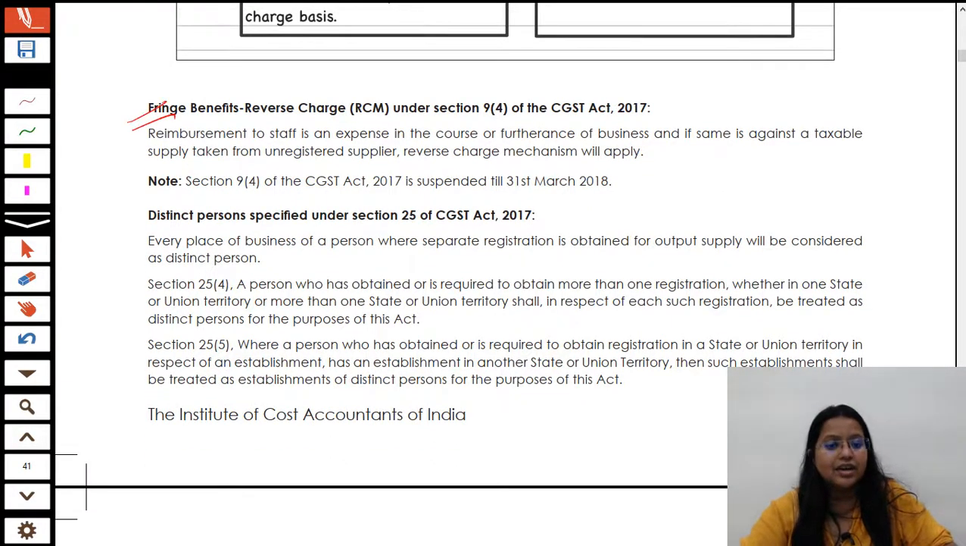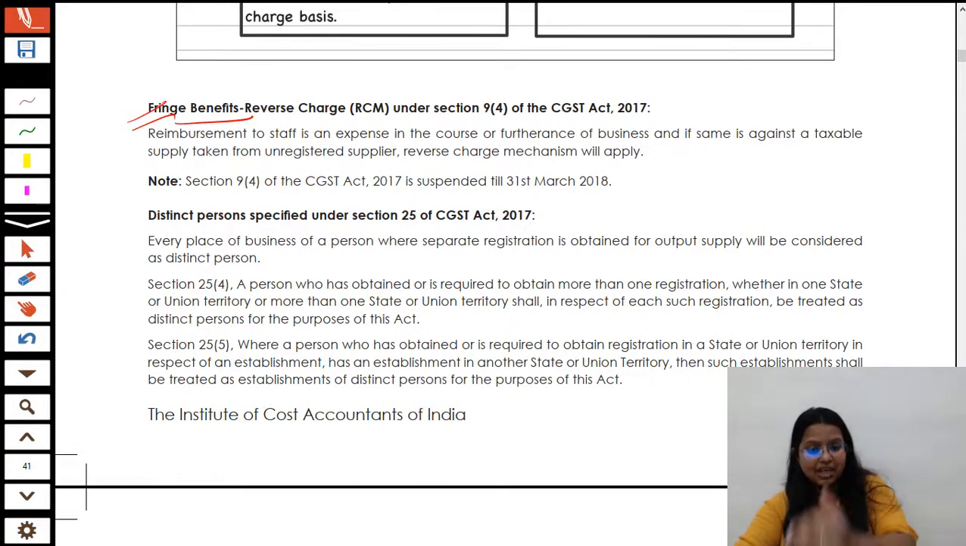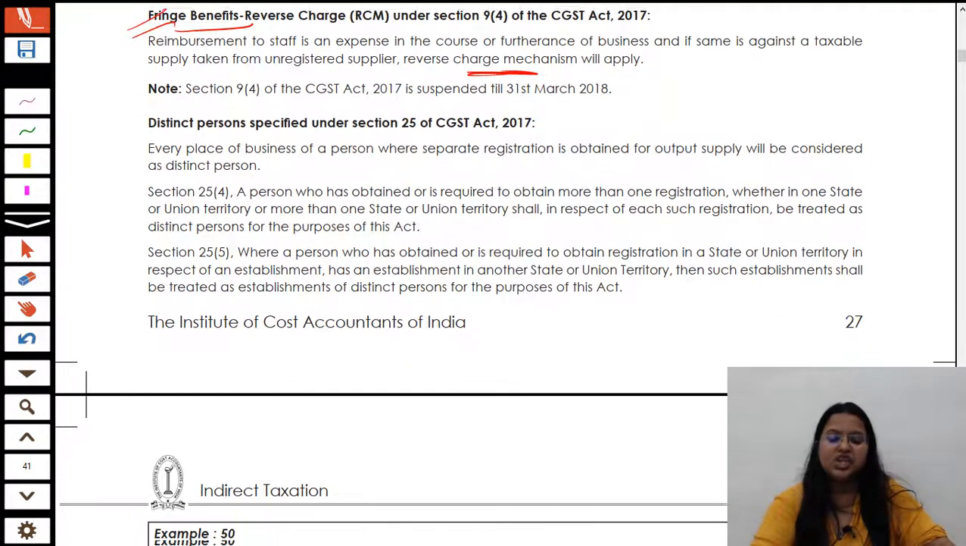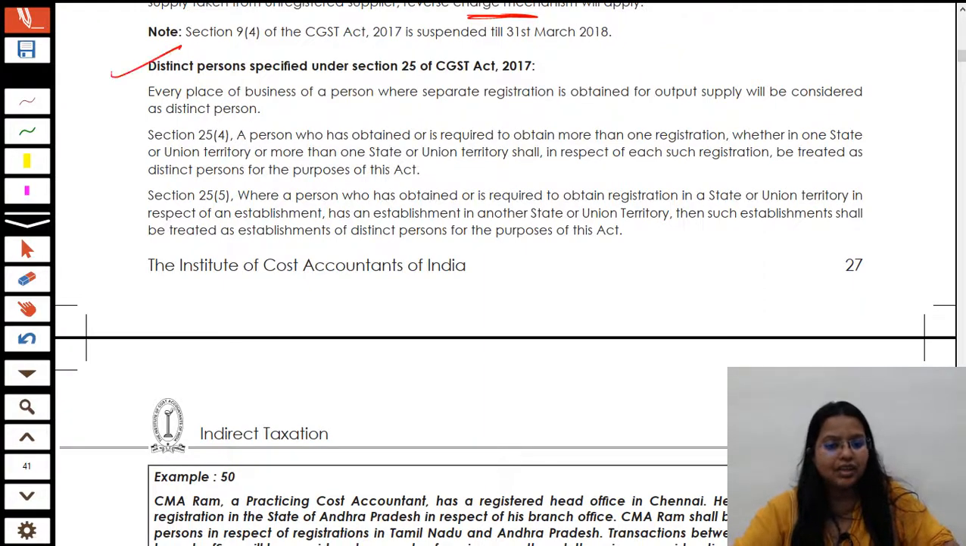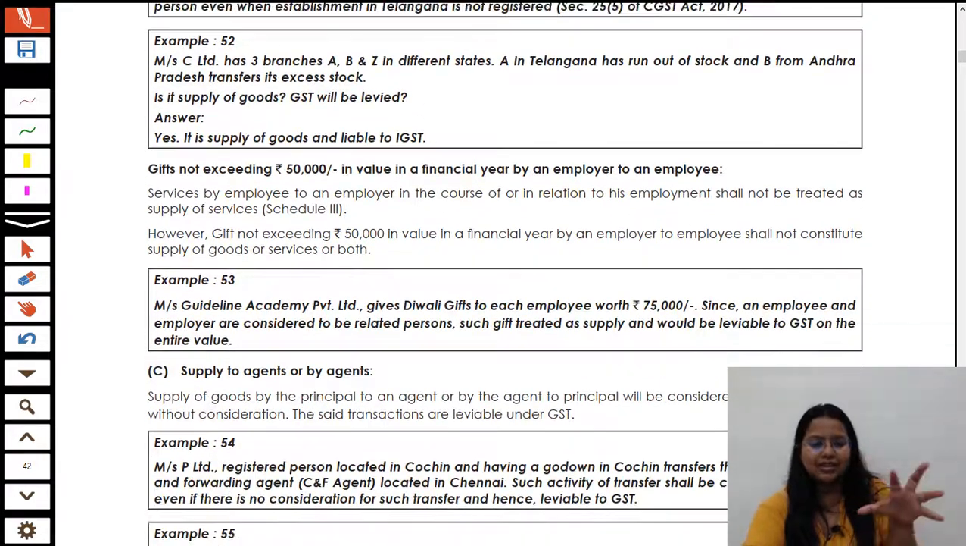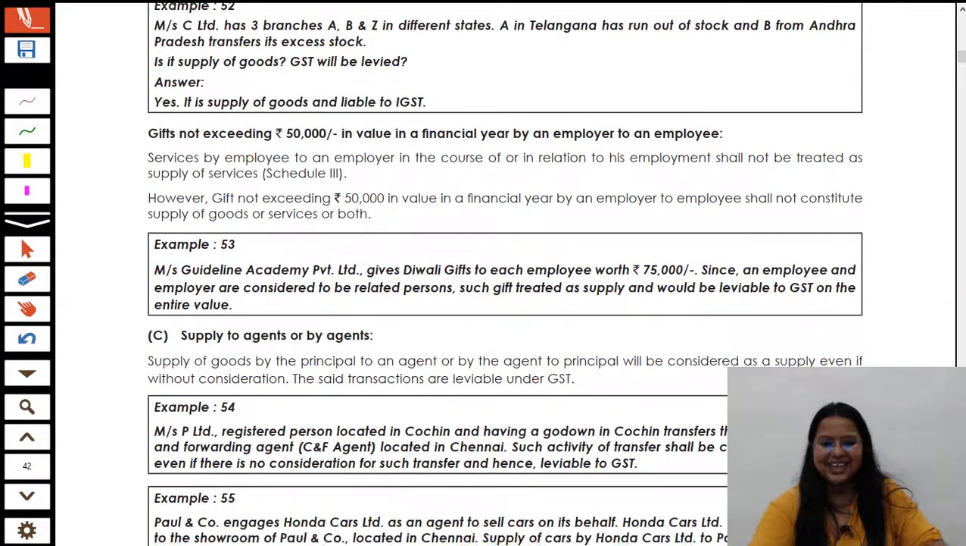Students, as I said you, under the fringe benefits, there shall be a taxation, but yes, if those fringe benefits are taken from the unregistered supplier, so RCM will be applicable there. Distinct person under section 25, I have covered this part already, distinct person as well as the establishment of distinct person. Yes. So that's why I'm saying you these marathon revision series will be very interesting, guys.